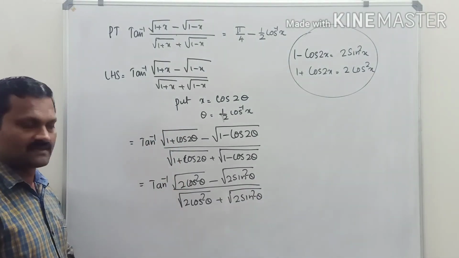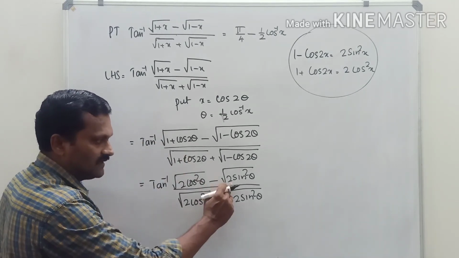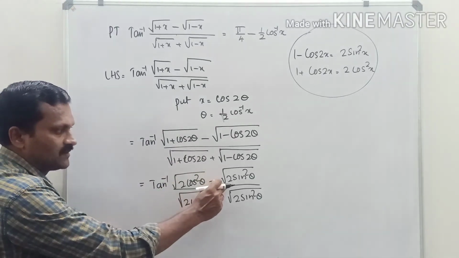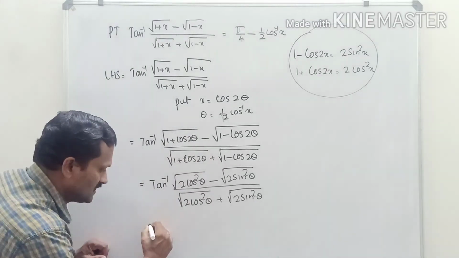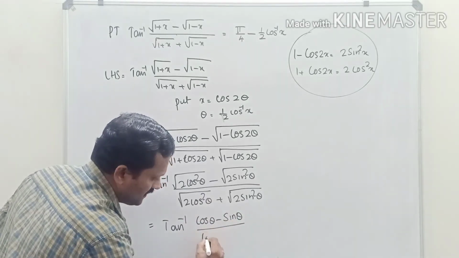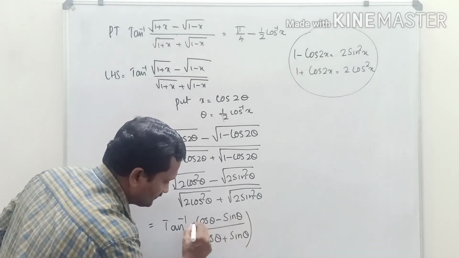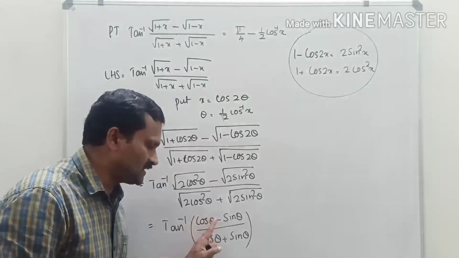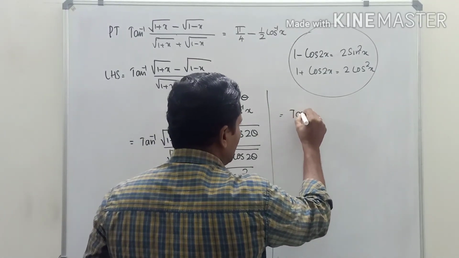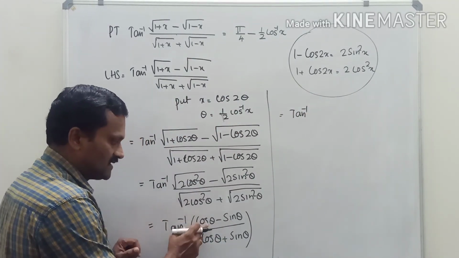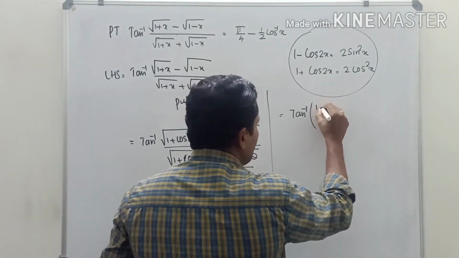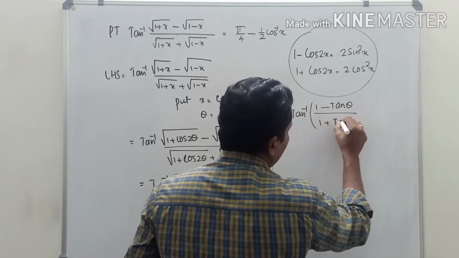What is root 2 cos square theta? That is root 2 into cos theta, and root of 2 sin square theta can be written as root 2 sin theta. Root 2 is common in both numerator as well as denominator, then it becomes tan inverse of (cos theta minus sin theta) by (cos theta plus sin theta). How to solve this? Divide both numerator and denominator by cos theta, then cos theta by cos theta is 1, sin theta by cos theta is tan theta, that is 1 minus tan theta by 1 plus tan theta.